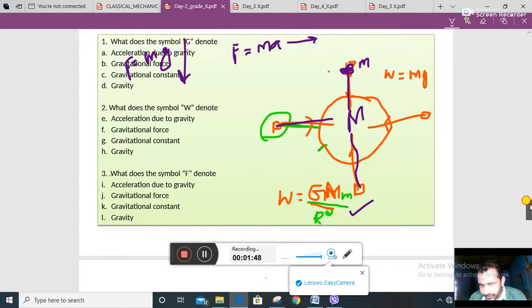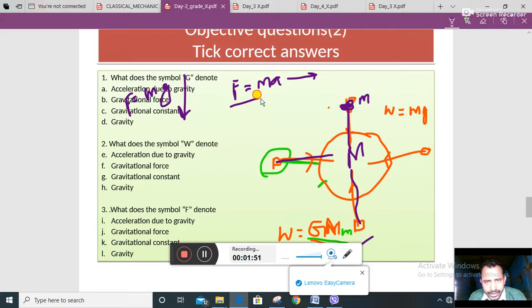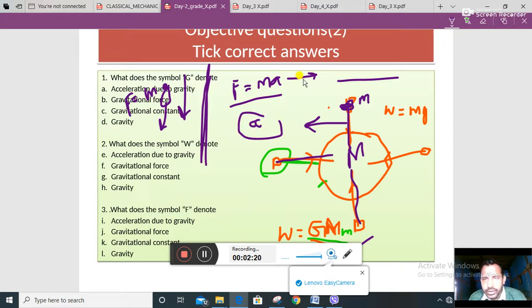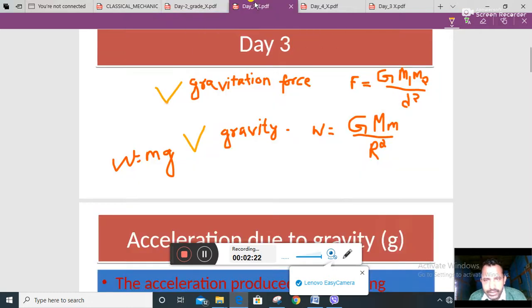Now generally we have learned F equals ma. If a body moves horizontally, then we use the formula F equals ma, where a is the acceleration. Similarly, if a body moves up and down, we generally take force equals mg, where g is the acceleration due to gravity. Now, if this object is here, it experiences a force, then obviously there is an acceleration. That acceleration is called acceleration due to gravity. Now we define acceleration due to gravity in this way.